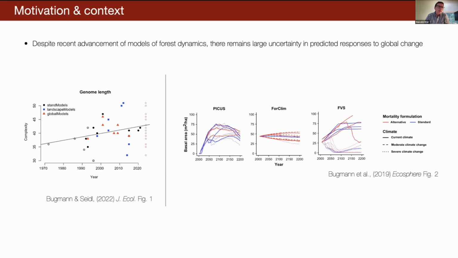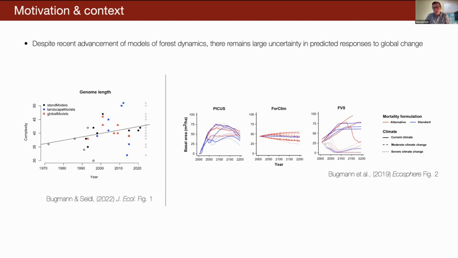That's highlighted in the figure on the left in this recent review paper by Bugmann and Seidl, which highlights the increase in model complexity in these sorts of models over the last, say, 50 years. But despite that increase in the ecological detail that's included in our models, we still have large variability in our predictions of forest dynamics under global change.